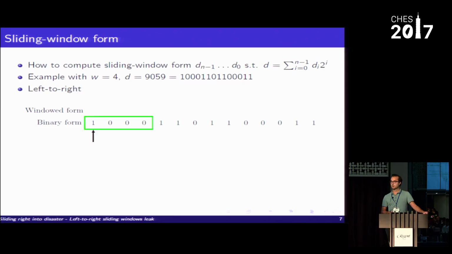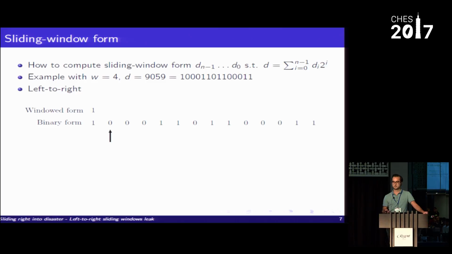However, we need odd numbers. So what you do is you go back until you see a one, because then you get an odd number. Now here there are no ones anymore in this window, so you just have a window of size one, and you insert a one at that position.